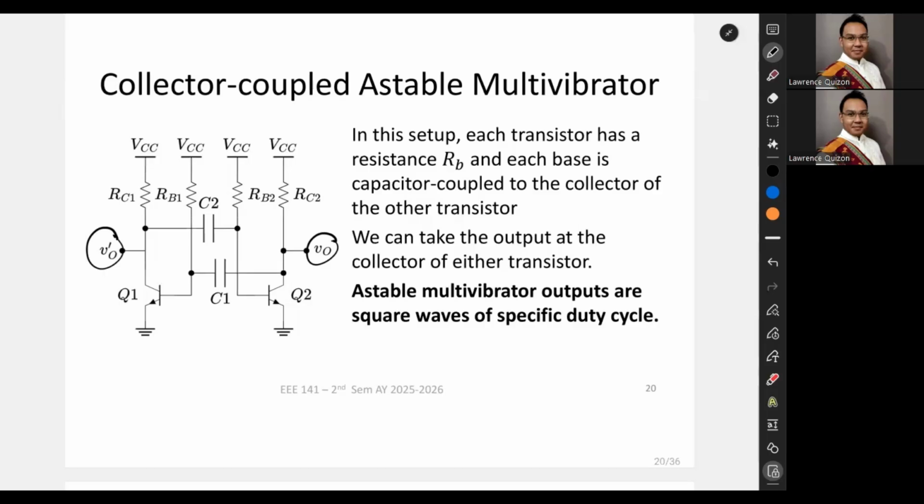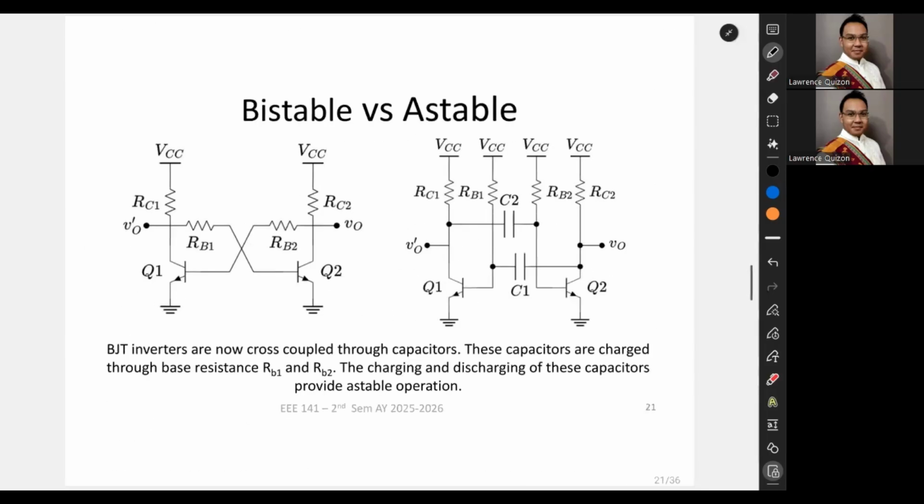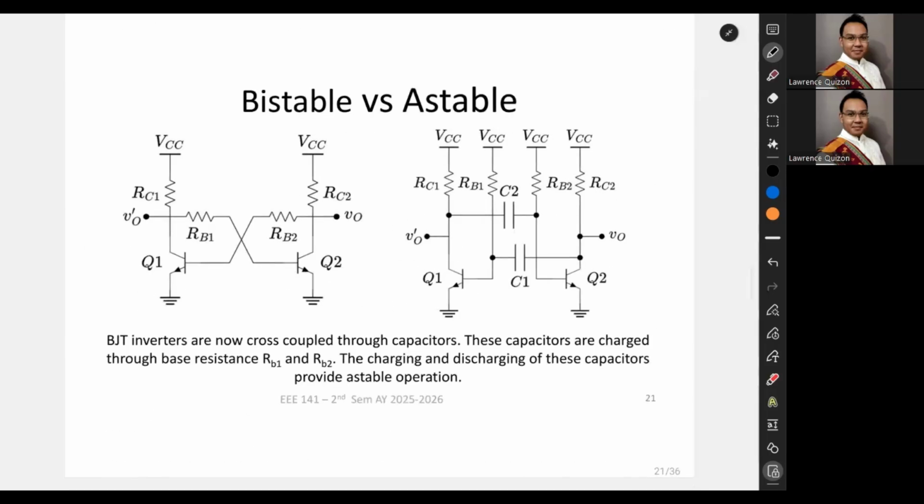And note, the desired behavior is that the astable multivibrator outputs square waves of specific duty cycle. So, just to compare, this is what the bistable looked like earlier, and this is what the astable looks like. Because of the presence of the capacitors, there is an element of timing in when the circuit switches state. Another note is that RB, instead of coupling the collectors together, is now fixed biasing one of the sides. And the thing that couples the sides together is the capacitor.